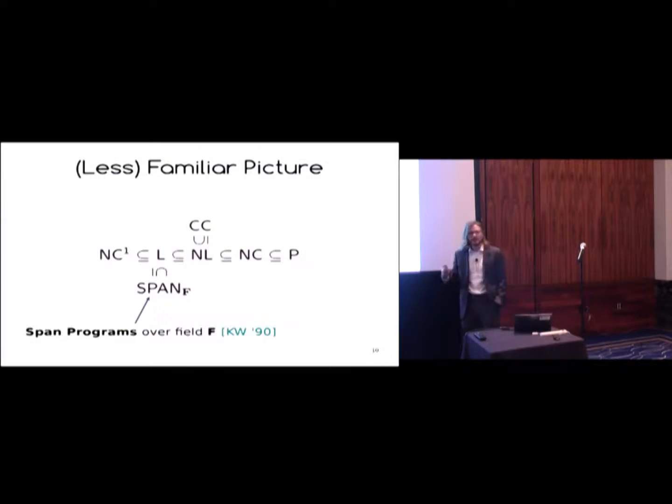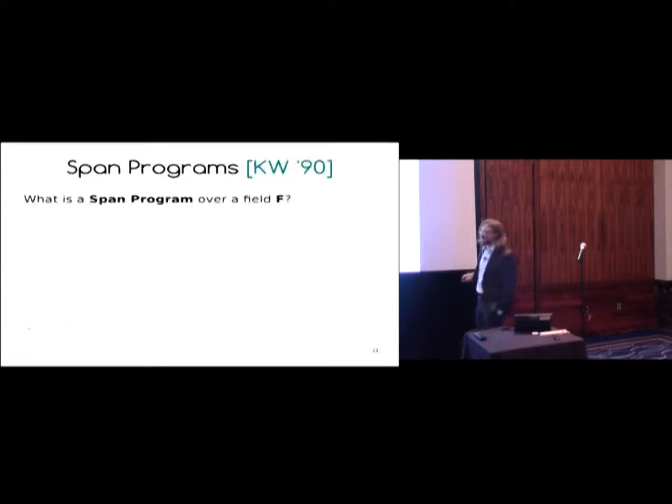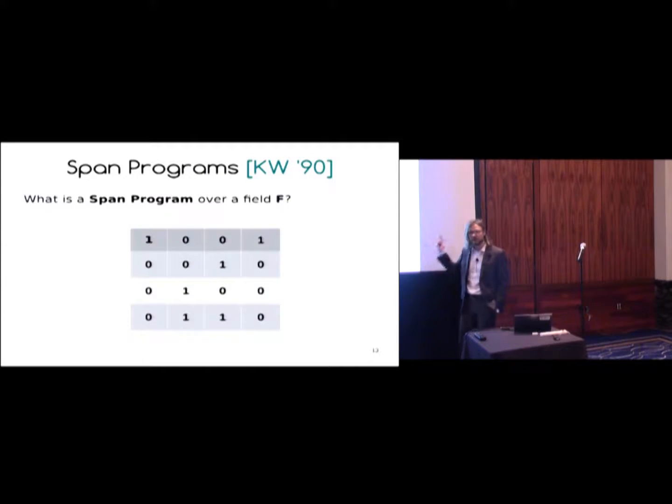So now what's a span program? Well, span programs are defined over a field F. And it's really quite an elegant model. So they were defined back in the 90s. Okay? And a span program is basically just a matrix. Okay? So we start with a matrix A over F. So here's a matrix over any field, I guess.